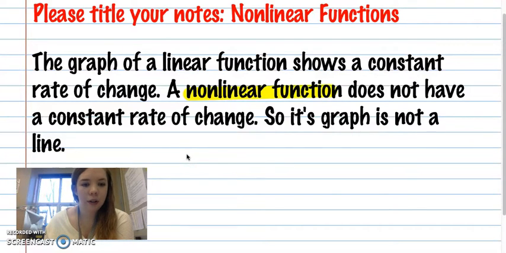So a linear function has a constant rate of change, which means the pattern is consistent every single time, the slope is always the same. But a nonlinear function does not have that constant rate of change, which makes its graph end up curved instead of a line.